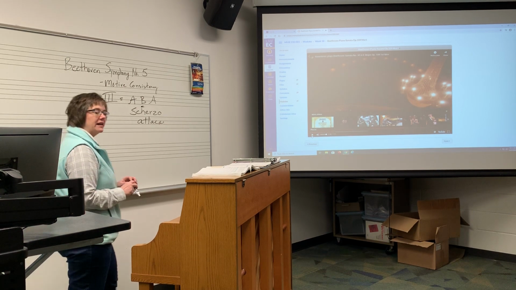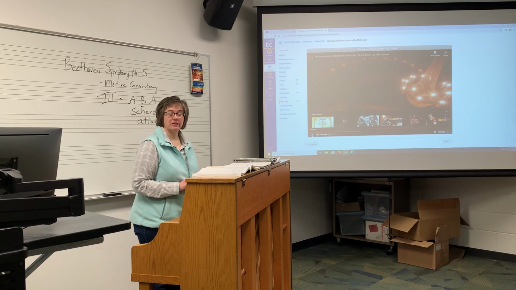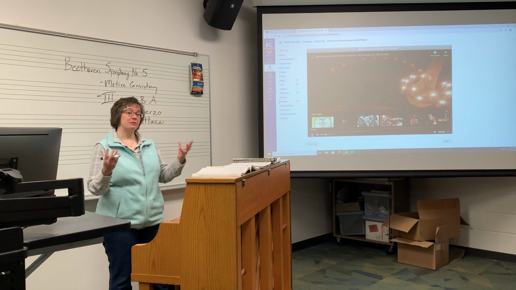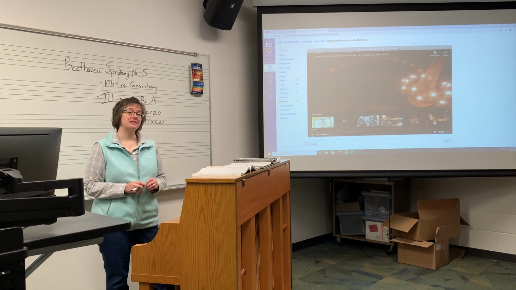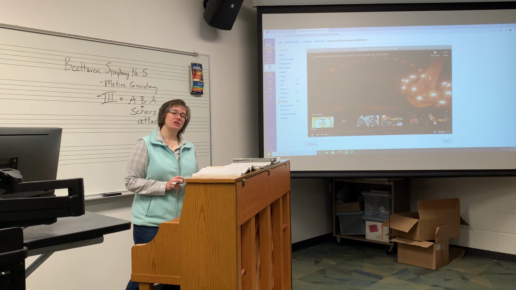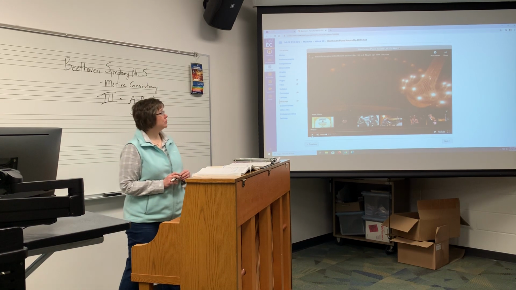And there's moving right into the development. So we've also gotten rid of that repeat of the exposition. Again, how Beethoven is playing with or changing that standard classical form. So again, your guide on 216 will take you through this movement very easily. This is a beautiful sonata.